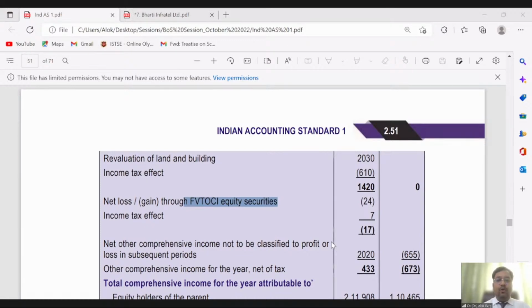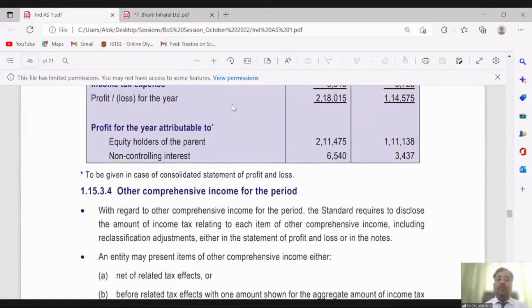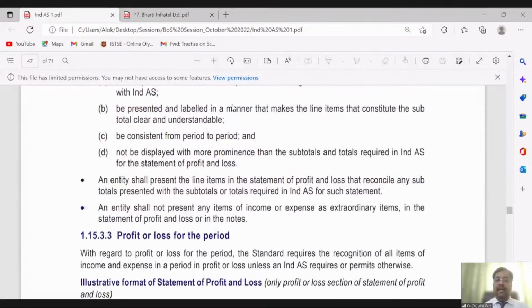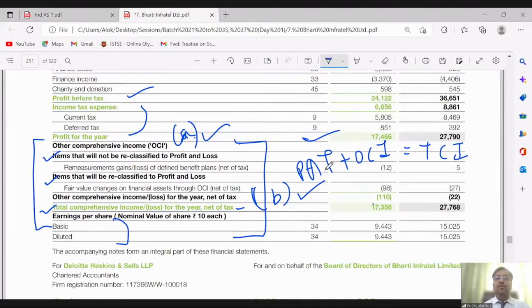Sir, apart from this P&L which you have shown, if we want to show some separate line item or heading, can we show it in the P&L? Yes, we can show, right? We can show a separate line item or different line item or heading as well. An entity shall present additional line items, headings, and subtotals in the statement of profit and loss when such presentation is relevant to an understanding of the entity's financial performance. For example, if you see division 2 to schedule 3, or if you see Ind AS 1, you will not find it.